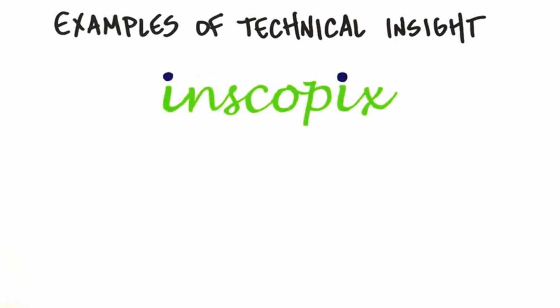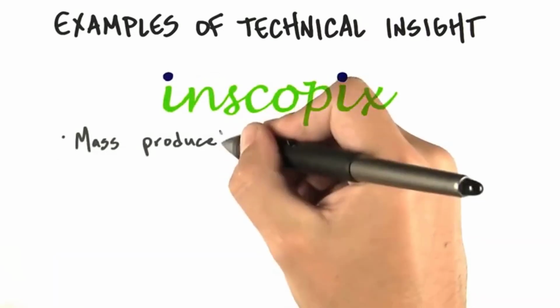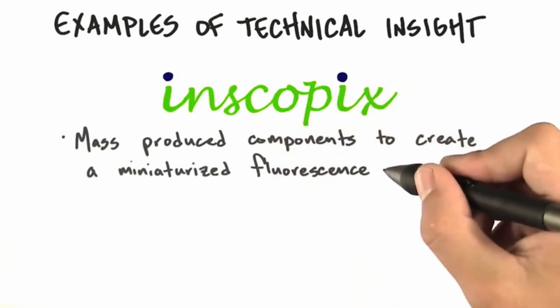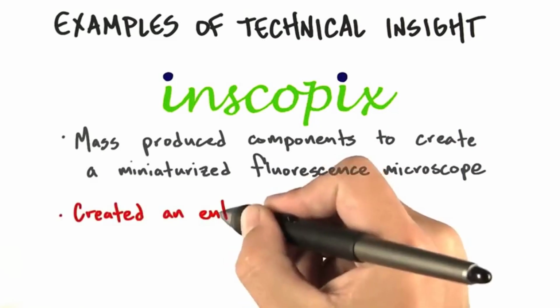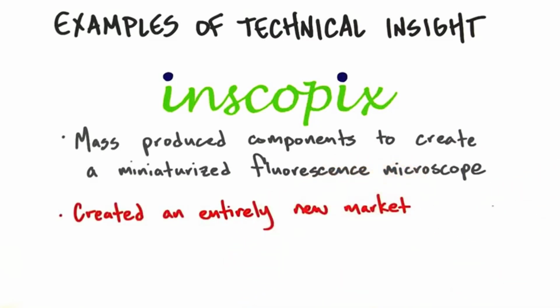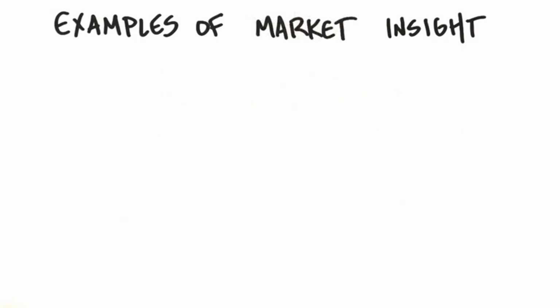Another example was a startup called Inscopix that mass-produced components to create a miniaturized fluorescence microscope. It turns out that this technical insight allowed them to reduce the size of a device that took up a tabletop so that it can now fit in your hand. And in fact, they created an entirely new market that solved problems that customers didn't even imagine until they actually saw this new device. On the other hand, there are some examples of market insight.